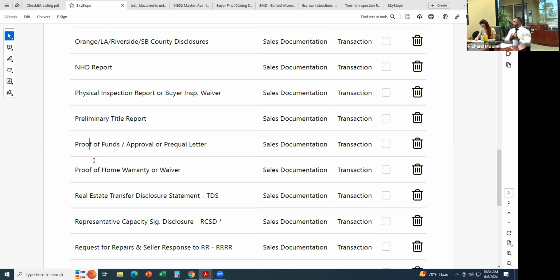This is gonna be from the buy side. And if you're on the listing side, they submitted their offer with their proof of funds and their pre-approval letter, so you can upload that. So either way, you're gonna have that. But this is gonna be furnished by the buyer side.